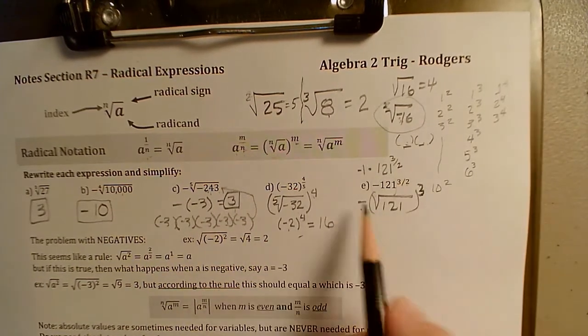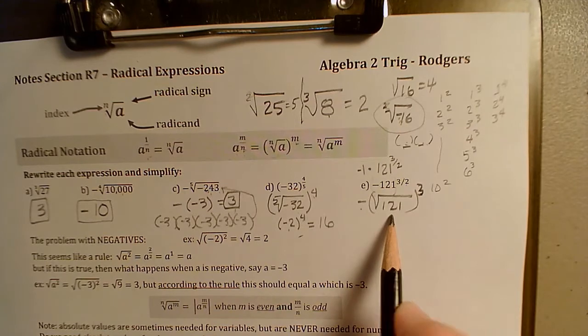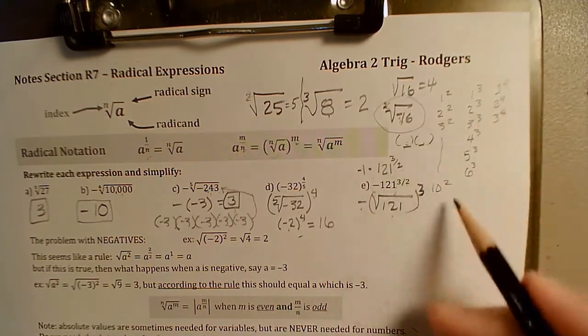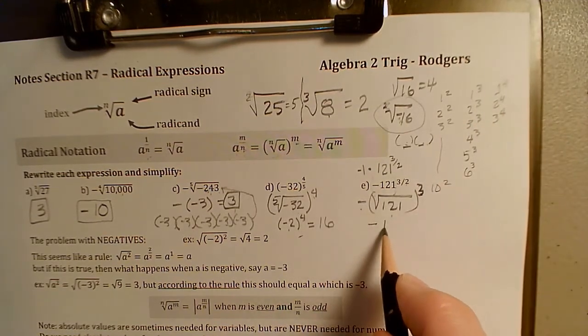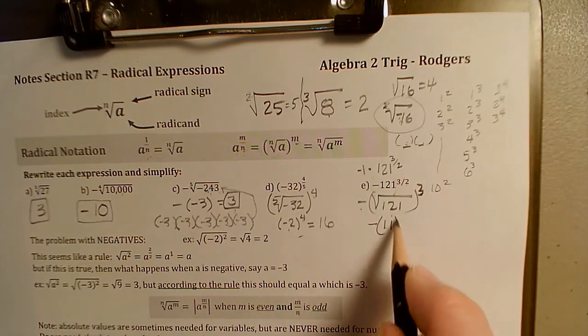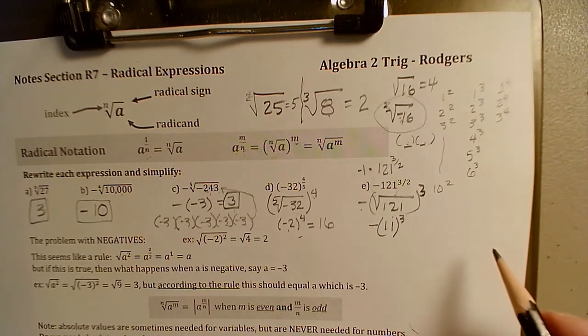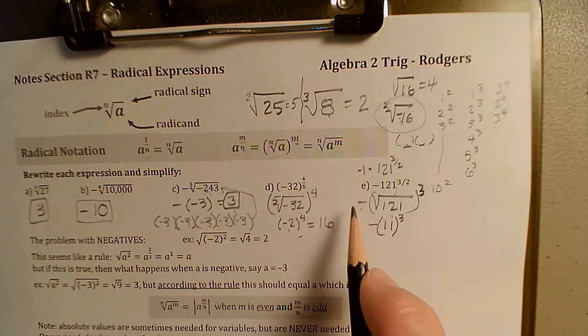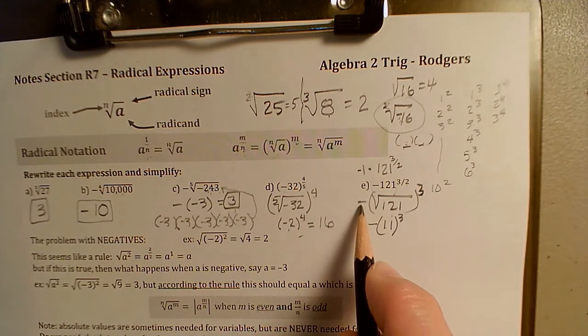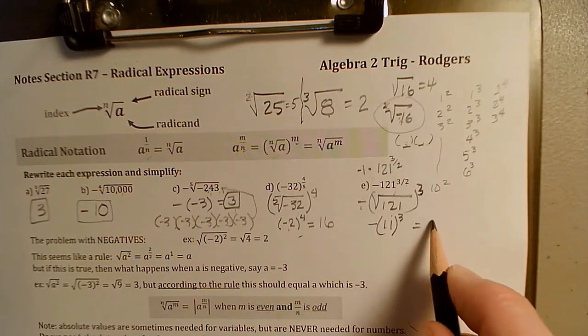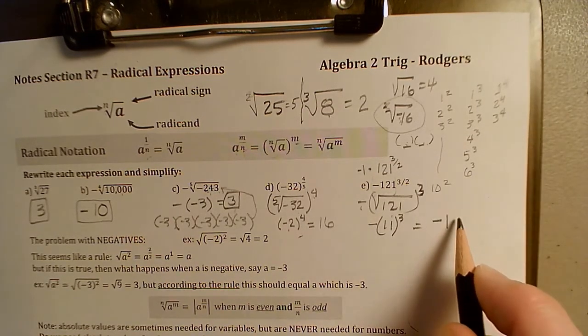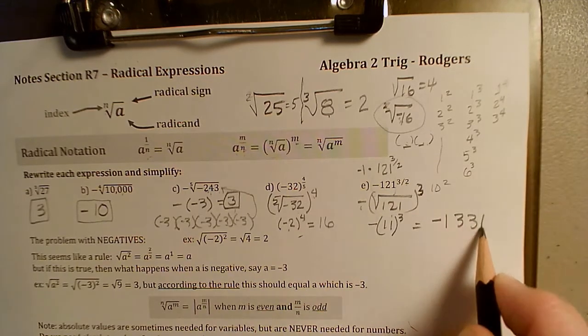Okay, so what is the square root of 121? Well, hopefully you know that. That is 11. And then that 11 is being cubed. Okay. And so we have the negative out in front, and so this is going to be negative 11 cubed, which is negative 1,331. Okay.